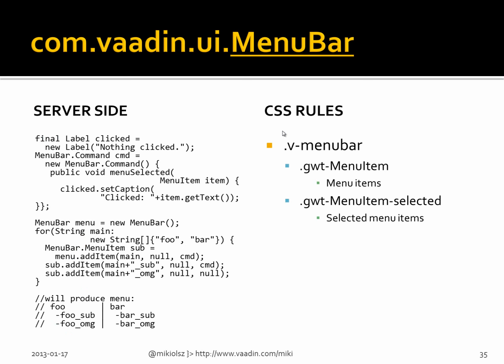Now let's have a look at some code that utilizes the menu bar. We are going to see how to produce a menu structure and bind commands to it with the code on the left. First we declare a label, then the contents of the label will be changed whenever we click a menu item, and we do this by implementing a command interface.